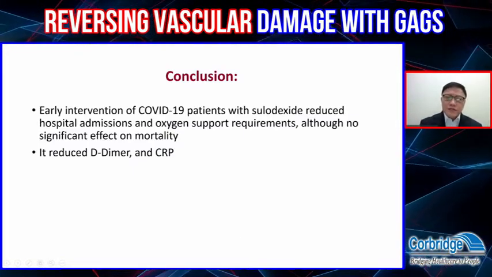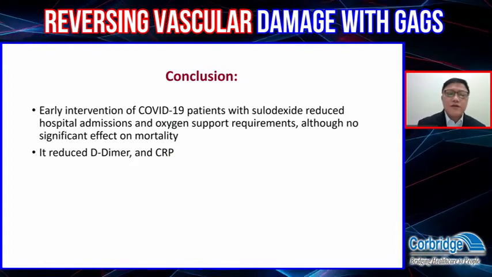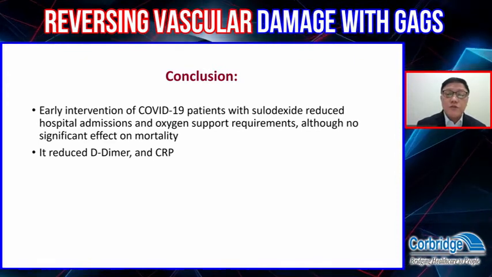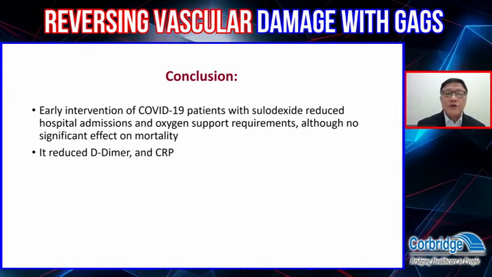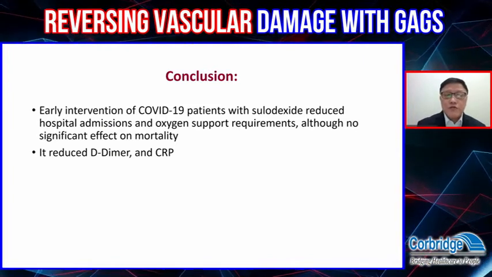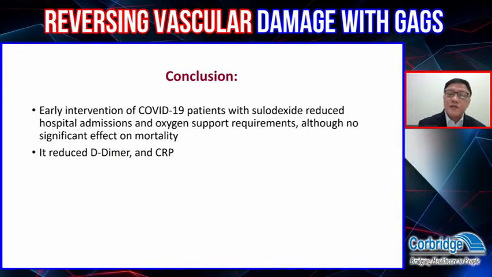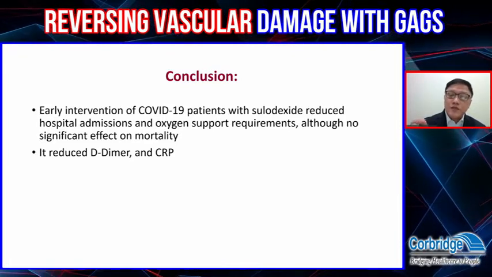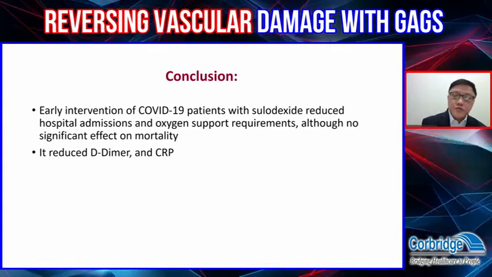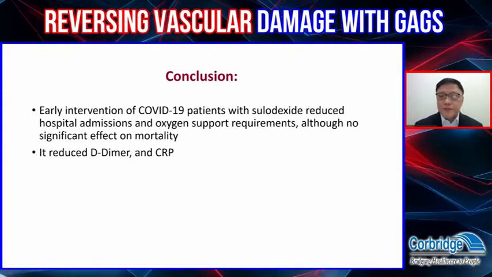So the conclusion of this study is that early intervention of patients with COVID with sulodexide reduced hospital admissions and oxygen support requirements. Although there was no significant effect on mortality, numerically there was a trend towards reduction in total mortality. It reduced D-dimer and CRP.